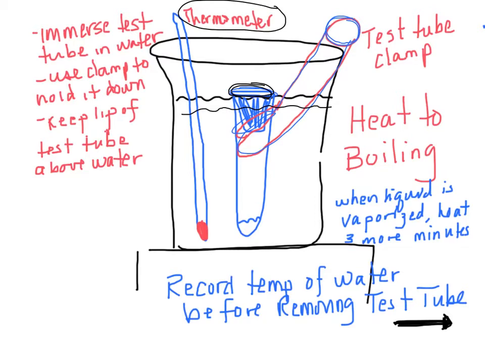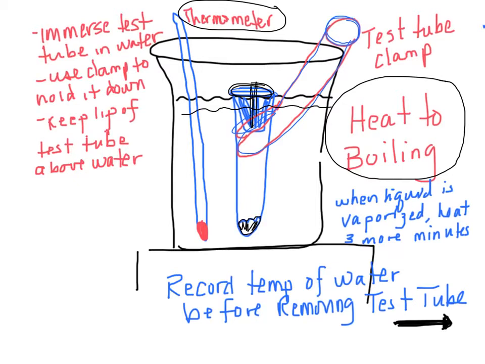So immerse the test tube in water. Use the clamp to hold it down and keep the lip of the test tube above the water. Alright, you're going to heat it to boiling. And when it boils, this liquid in here, which has a very low boiling point, will start to vaporize.